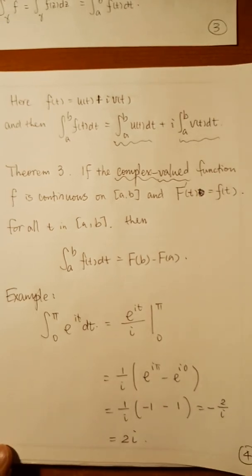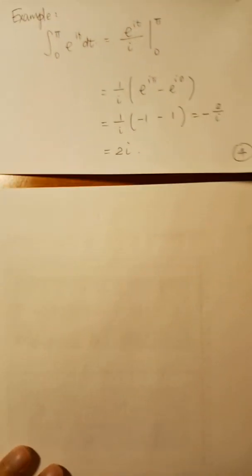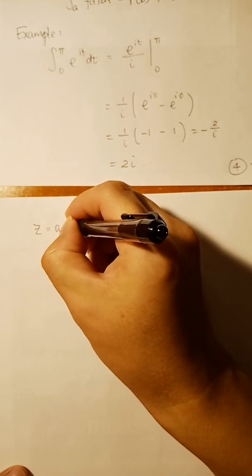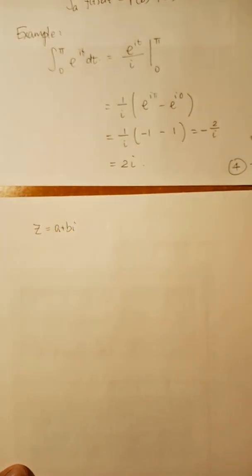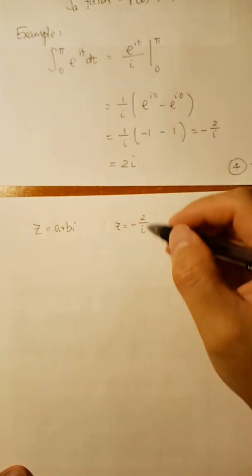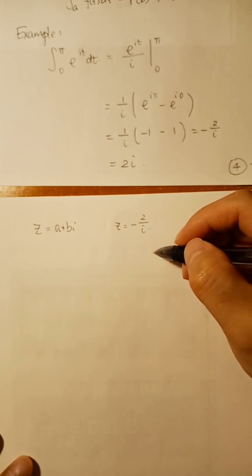Here we have like the common sense, because when we talk about a complex number, z is always a plus bi. So when you have z equal to negative 2 over i, of course this is a number, but from this number you don't see the real and the imaginary part.